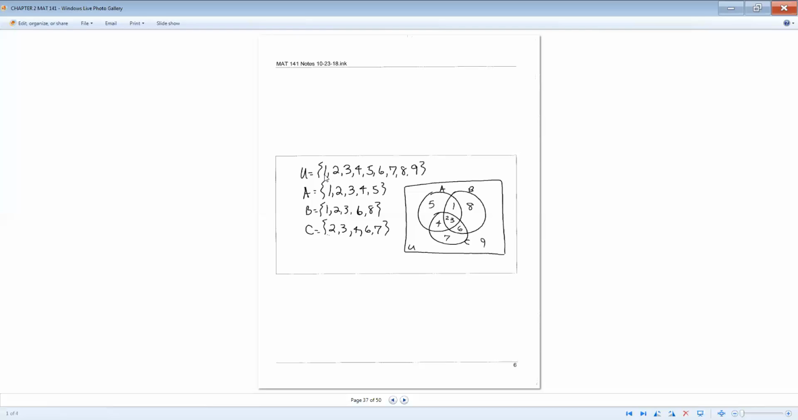All right, another example. 1 through 9 is our universe. 1 through 5 is A. 1, 2, 3, 6, 8 is B. 2, 3, 4, 6, 7 is C. Start off with what A, B, and C have in common. That's 2 and 3. Just A and B would just be 1. Just B and C would be 6. Just A and C would be 4. Only in A would be the number 5. Only in B would be the number 8. Only in C would be the number 7. And then what's not used in the universe would be the 9. And that's sitting on the outside of the circle.